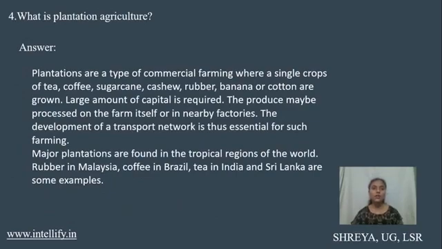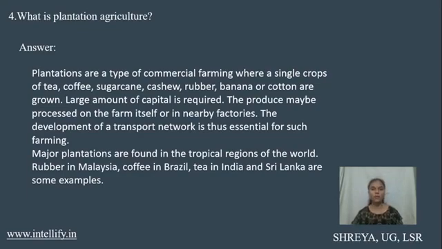Fourth, we have what is plantation agriculture? Now, plantations are a type of commercial farming. Commercial farming where only one single crop, for example tea, coffee, sugarcane, etc., is grown. As it is for commercial purpose and for selling, it requires a large amount of capital, a large amount of money. The produce which comes from this land after the cultivation may be processed on the farm or in the nearby factories.